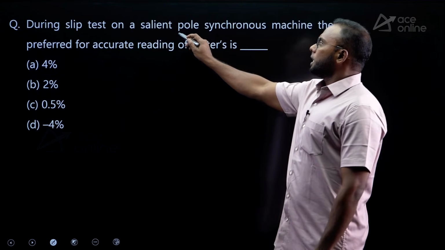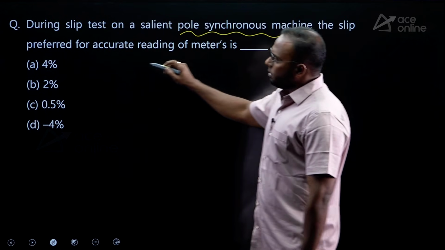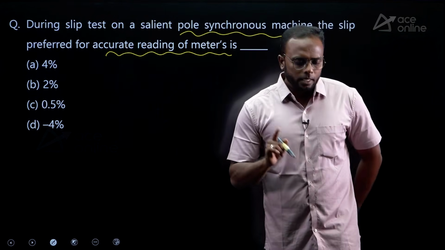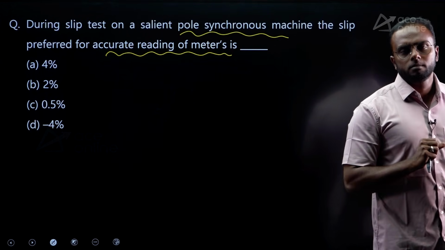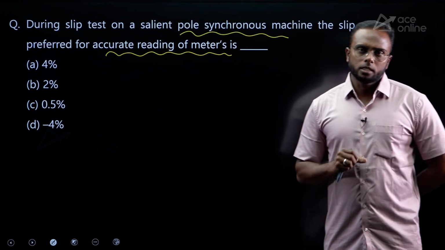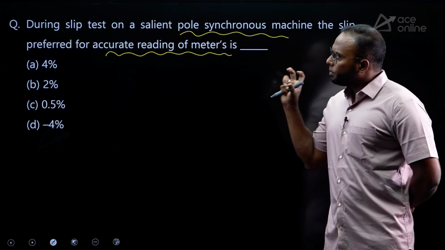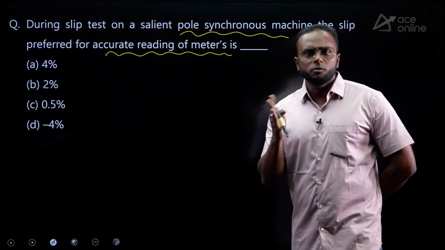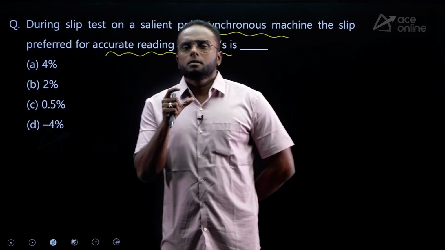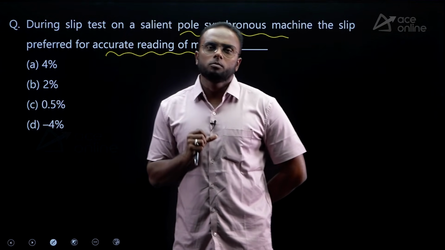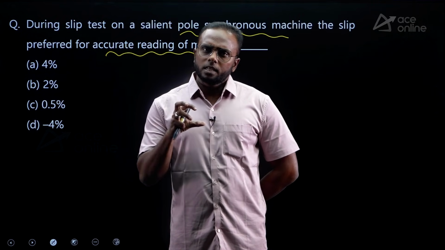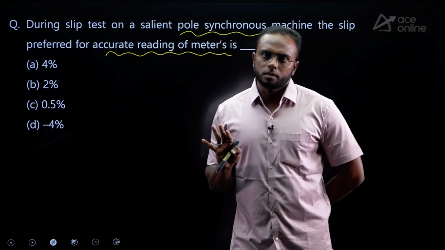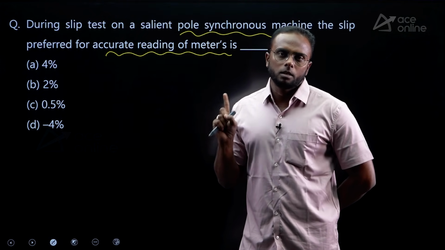During the slip test of a salient pole synchronous machine, the slip preferred for accurate reading of meters is dash. In the slip test we use an ammeter and voltmeter to measure Xd and Xq. Now, what is the slip preferred for accurate reading? The meters will oscillate, because we rotate the rotor of the salient pole machine at a speed other than synchronous speed, less or greater. Definitely slip will be there. Slip is not 0 in this test, because we are not rotating at synchronous speed.